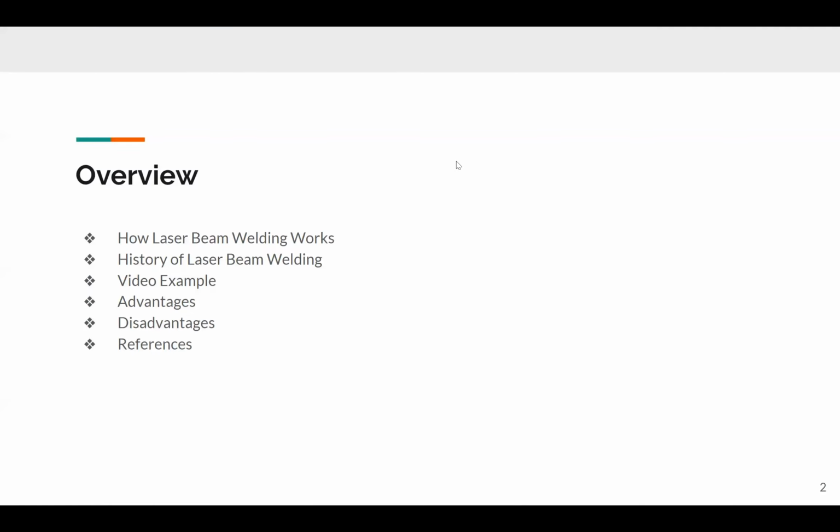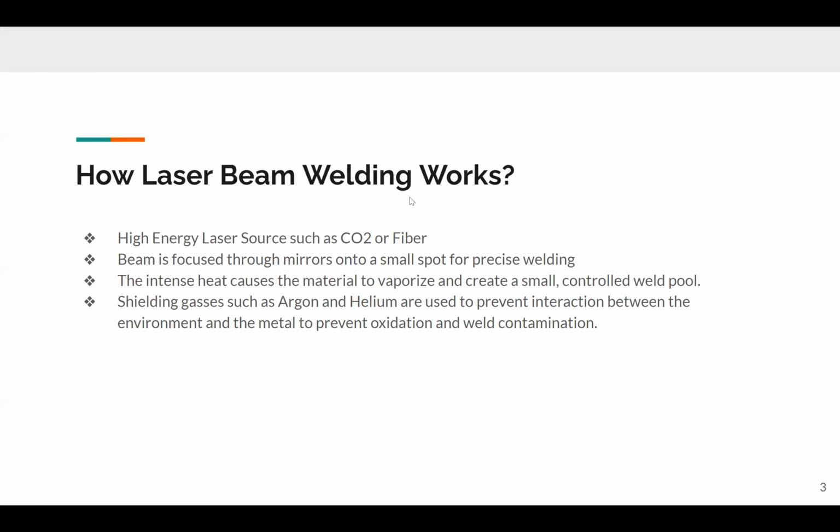And we'll be going over how laser beam welding works, the history of laser beam welding, a video example, and the advantages and disadvantages of laser beam welding.